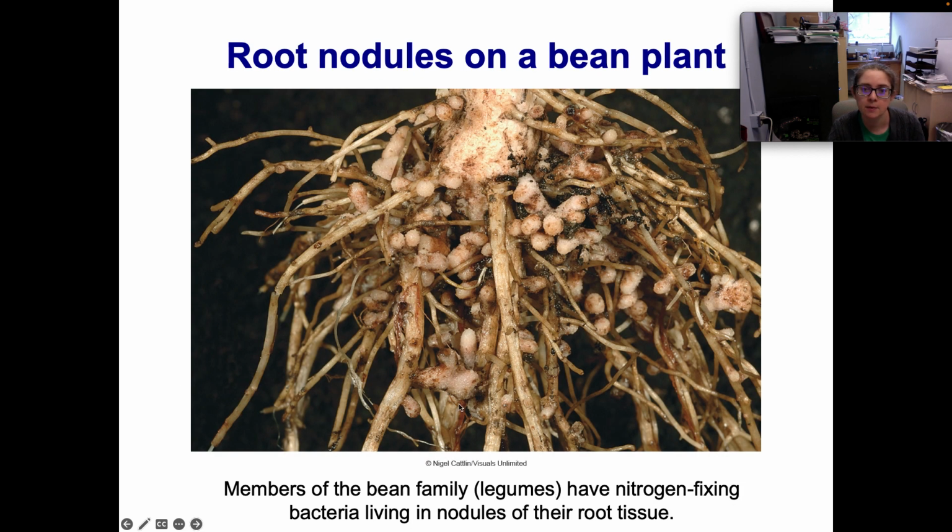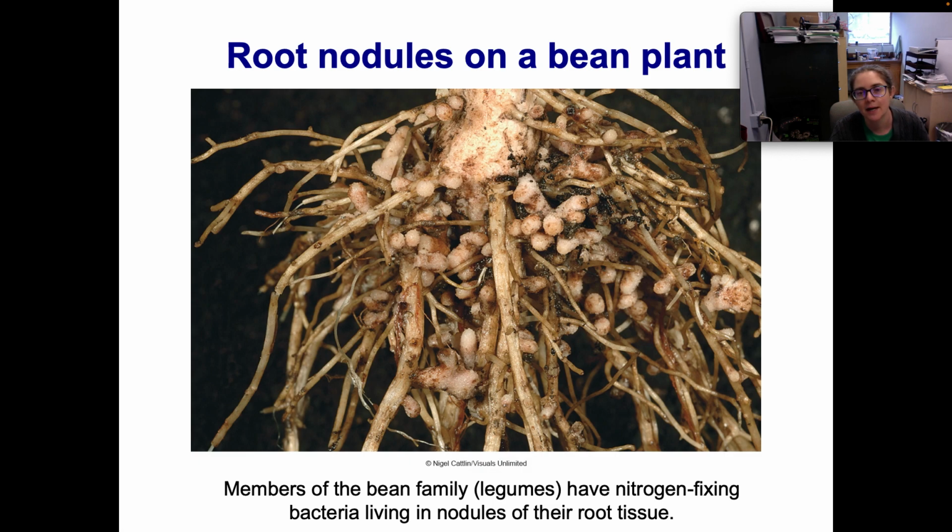So this is an example of a bean plant that has root nodules, these things here. And so members of the bean family, these legumes, have these nitrogen fixing bacteria that live in these nodules. And it helps them get nitrogen and make it more accessible to the plant.